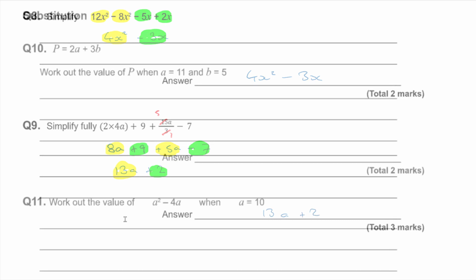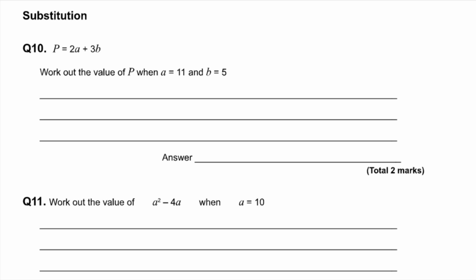13a plus 2. Moving on to substitution, question 10. P is equal to 2a plus 3b. Work out the value of p when a is equal to 11 and b is equal to 5. Okay, so p is equal to 2a, but a we know is equal to 11. So that's 2 lots of 11.